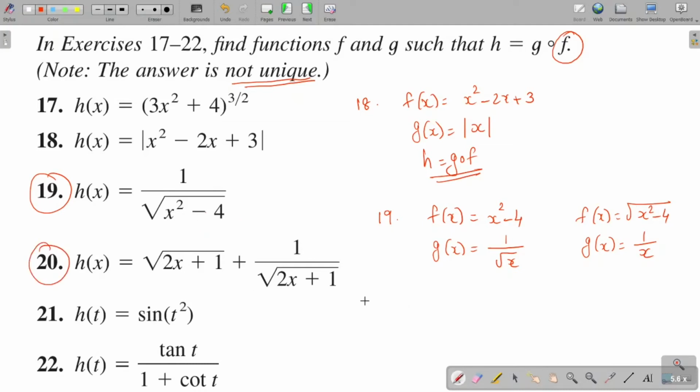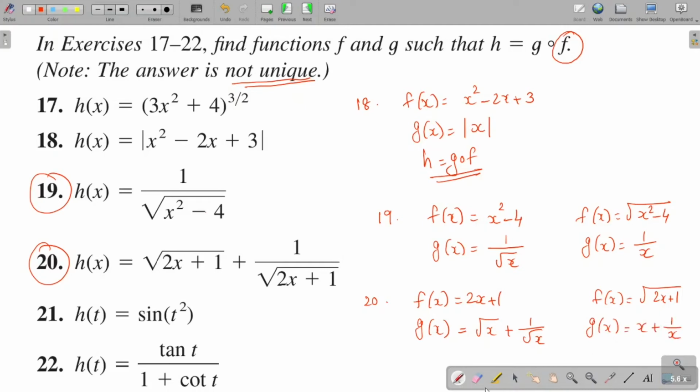Now we have the 20th problem. The first operation you have to perform is 2x plus 1. And 2x plus 1 appears twice here. Now we can define f of x as 2x plus 1 and what will be g of x? g of x equals root x plus 1 by root x. Or you may take f of x as square root of 2x plus 1 and you may take g of x as x plus 1 by x. Then also h is equal to g composite f. The answer may not be unique.